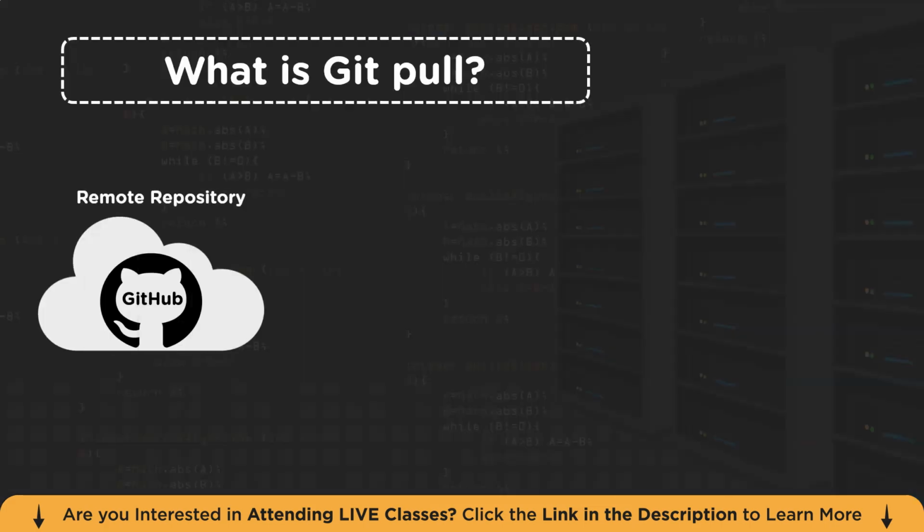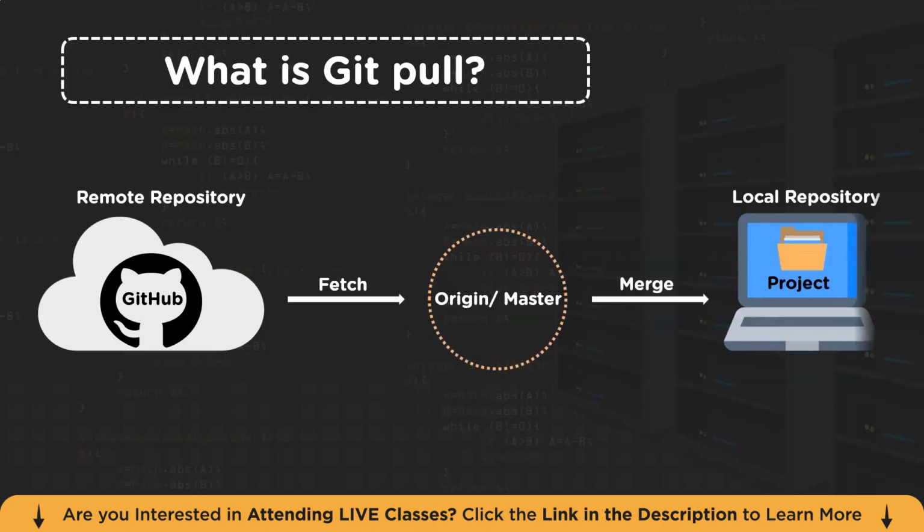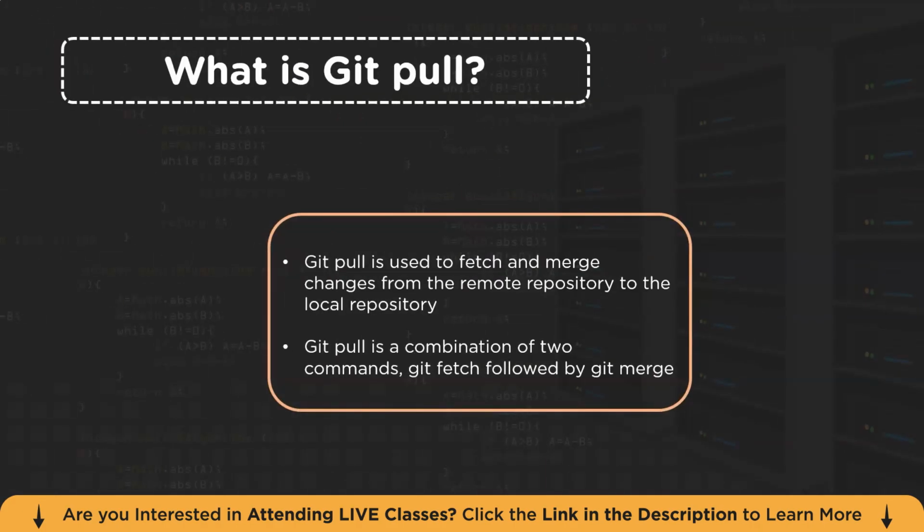Let's say we have a project on a remote repository, GitHub, and now we want to bring that project onto a local repository, or to our system. For that, first, we will fetch that project to our origin master. What origin master does is it fetches changes from the locally stored branch and merges that to the locally checked out branch. So in the next step, the origin master will merge that project with the branch and it will eventually reach our local repository. Both processes together are known as the Git Pull Request. Now, let's see the process in detail.